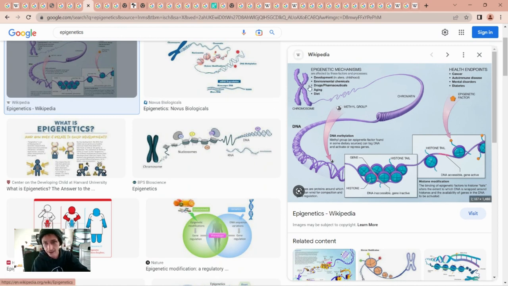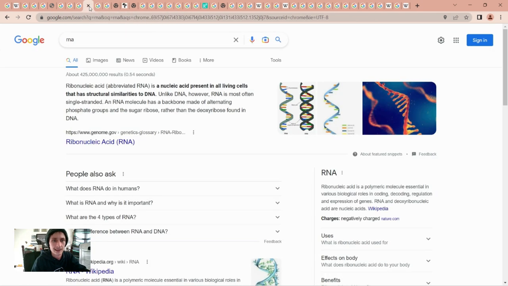Things that can cause epigenetic factors: diet, aging, drugs, environmentals, chemicals, just considerations. Another thing to consider is RNA. There is a difference between RNA and DNA. So when you're looking into breeding techniques, just keep that in mind.